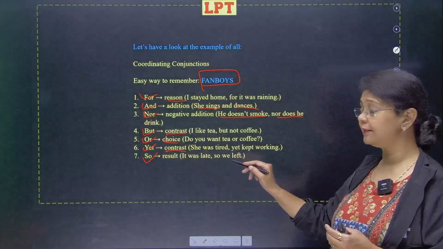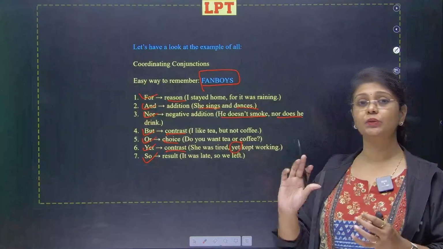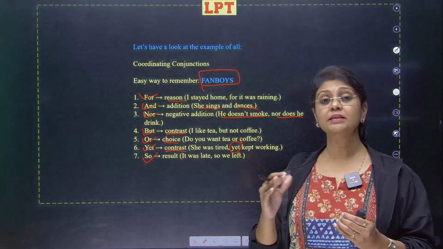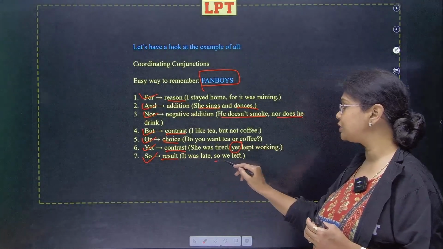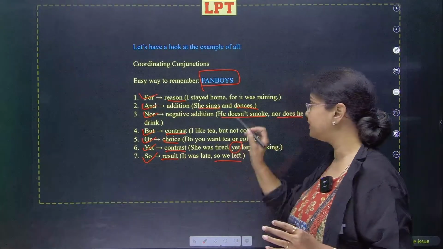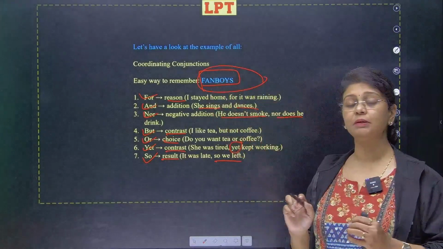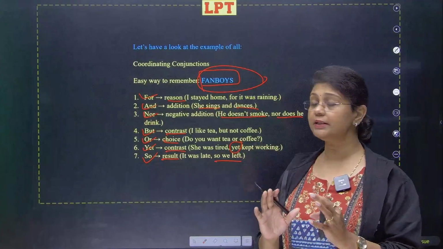She was tired yet kept working. So there is an opposition coming up, there is a contrast coming up, and then you have "so," which shows result. It was late so we left. So just remember this, FANBOYS, and you will be able to understand what these coordinating conjunctions are.